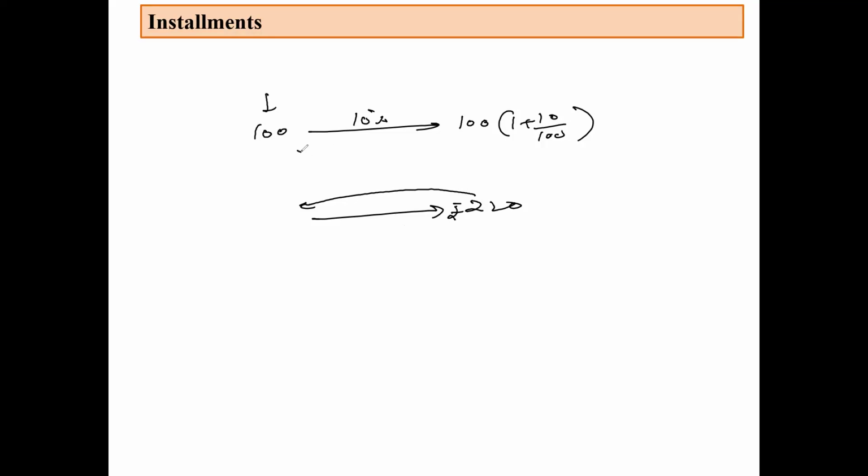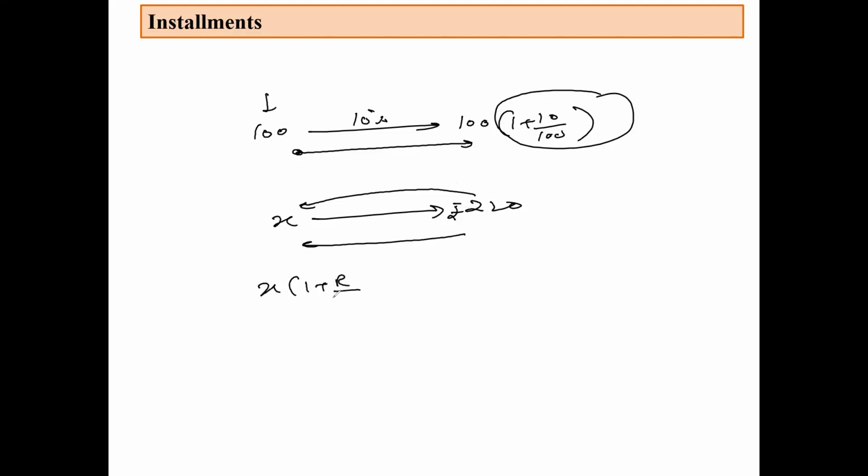When we are projecting the money forward, we multiply by this. If we have to project the money backward to find the present value rather than the future value, we divide by the multiplying factor. For example, if I say x rupees today is equal to 220 rupees in the future, that means x into 1 plus r upon 100 will be equal to 220, which means x is nothing but 220 divided by 1 plus r upon 100.